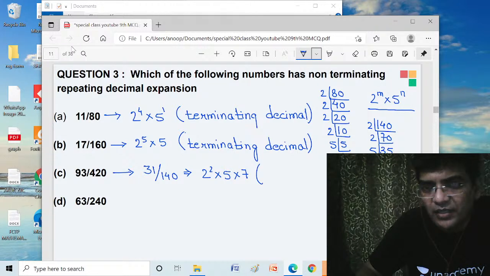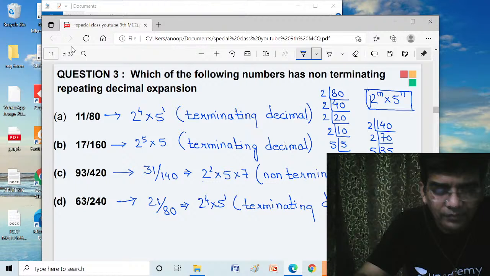So in the question they have given us these 4 fractions, and they have asked us to find out which of these have a non-terminating decimal expansion. So here you can see in this one we were not getting the denominator in this form. The denominator should be in this form, then only it will be terminating.